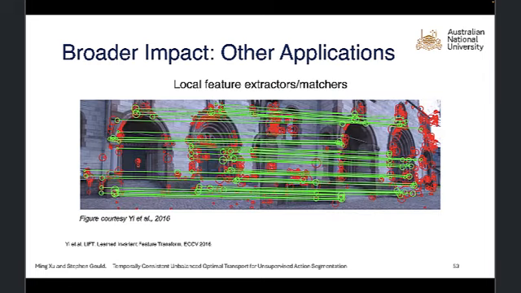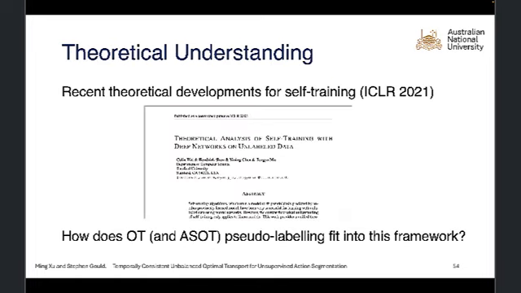And something that we're working on that we're very excited about is actually addressing a different structure matching problem using this technique based on local feature extractors and matches. Finally, we'd just like to comment there's some theoretical results for self-training, and it'd be interesting to understand how our method fits into this framework.